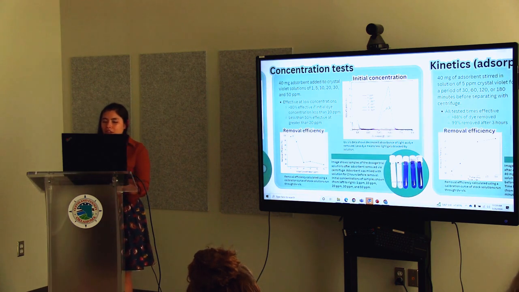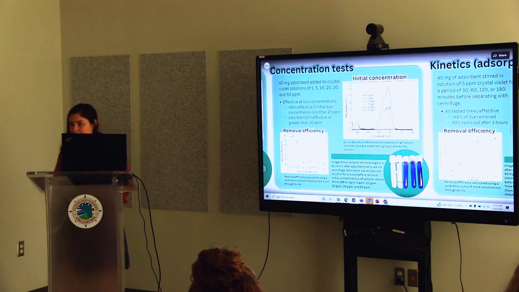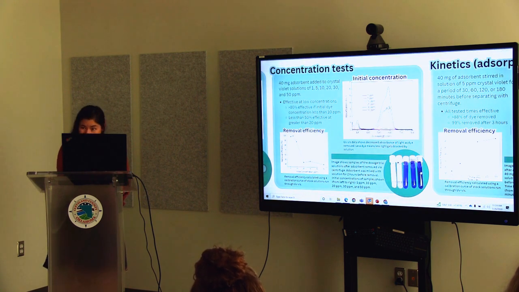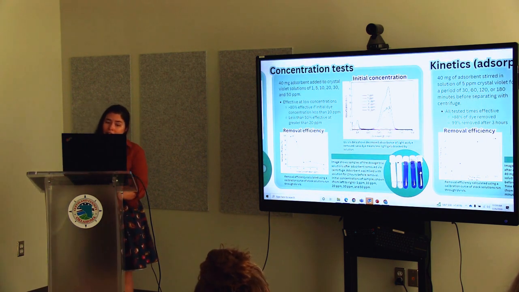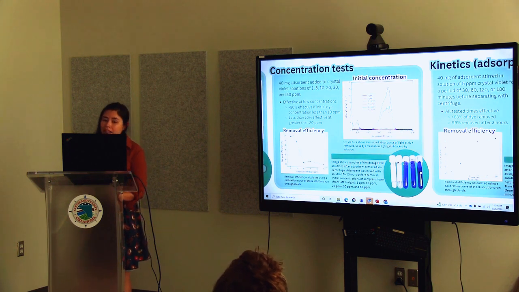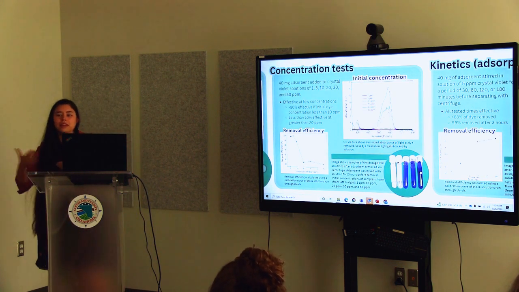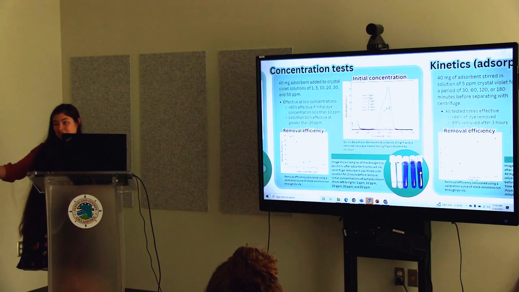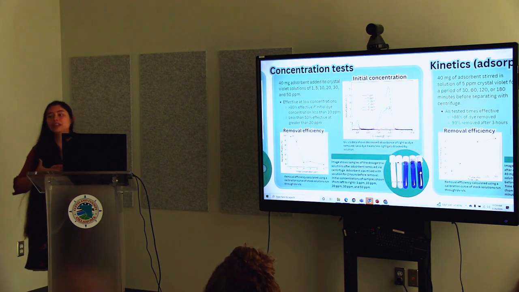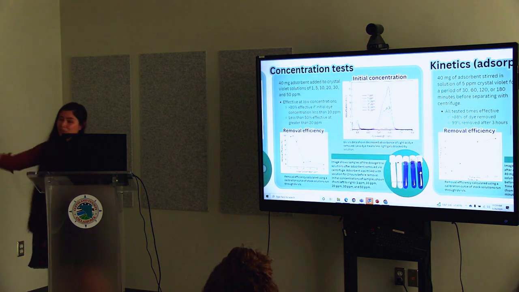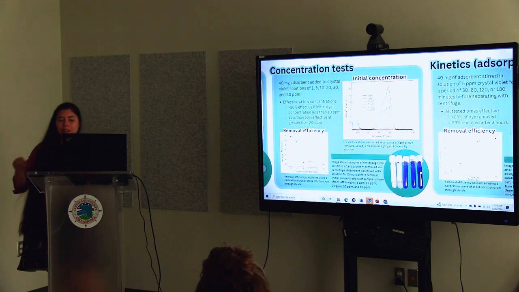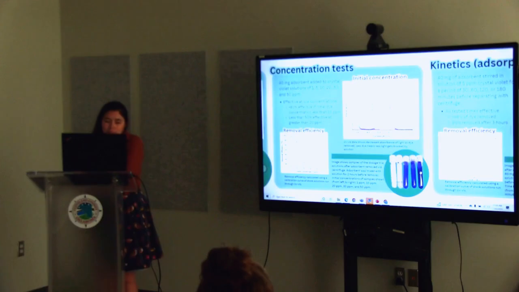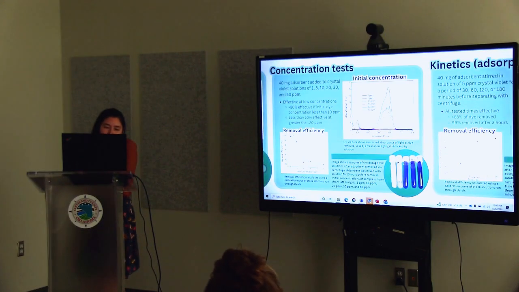So here's our image, and you can see, as you expect, the 1 ppm is already pretty light. So this is after absorption. And the 50 still looks pretty dark. So as you expect, the more dye you have, the less efficient it's going to be at removing it because we're not changing that dosage. So it's still 40 mg, and that 40 mg and that 50 just has to work a lot harder than the 1 ppm.